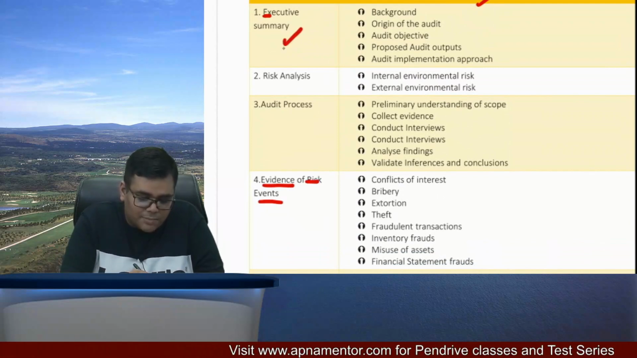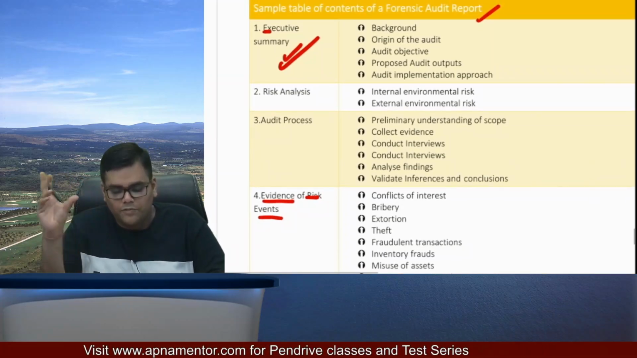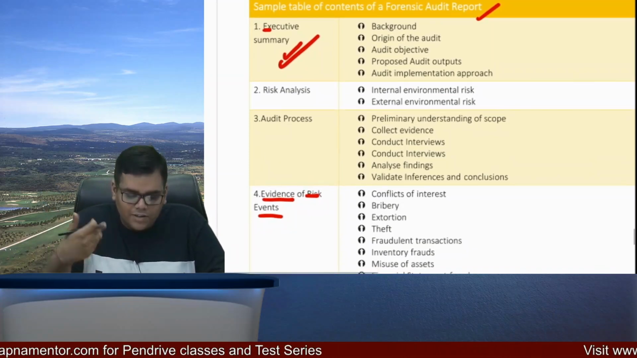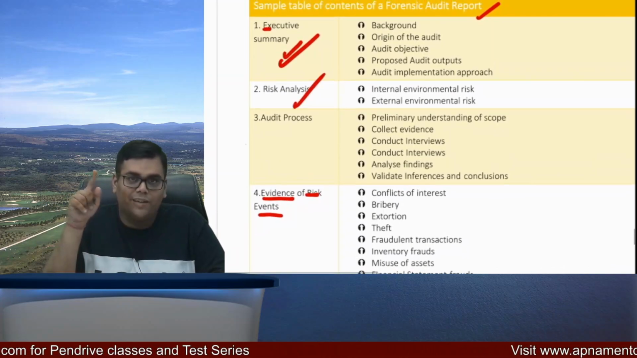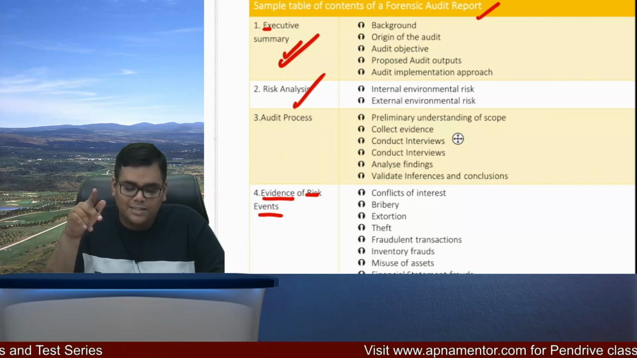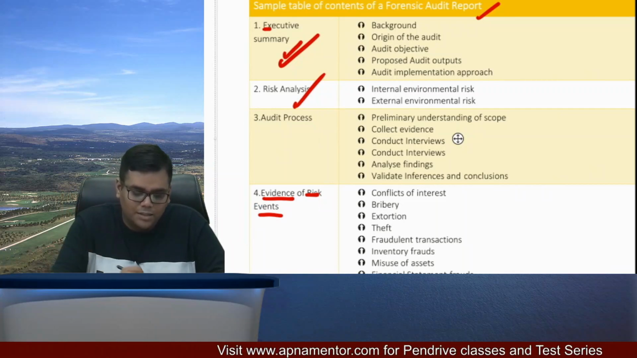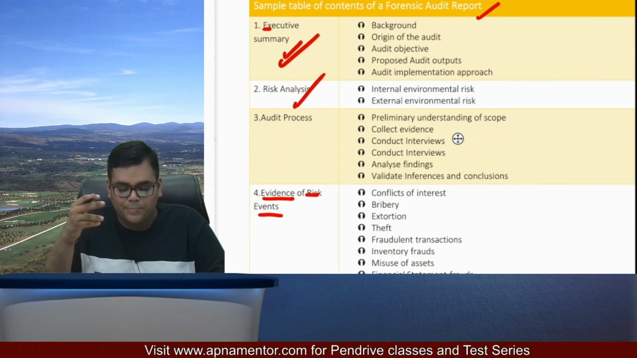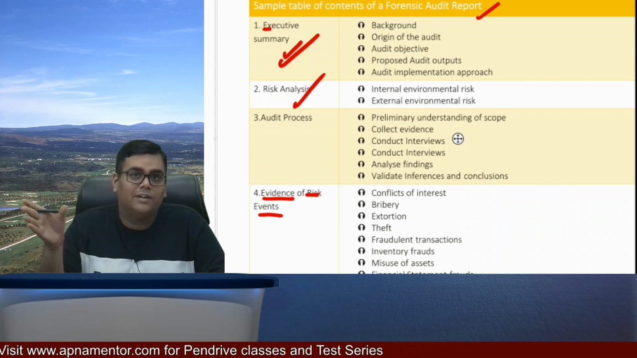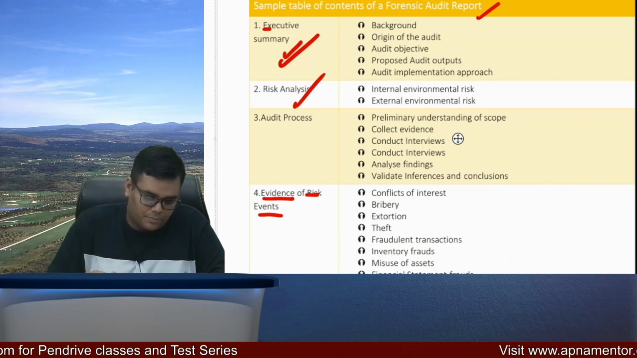One is executive summary. पहले क्या करना है? Executive summary बनाना है. In the executive summary, the background is to be mentioned, the origin of the audit is to be mentioned, the objective of the audit, the scope of the audit, the pre-implementation approach, everything is to be given. Then, as per SA 315, we understand that as the auditor needs to identify the risk assessment that is done, the risk analysis that the forensic auditor has done, the internal environmental risk, the external environmental risk, so that is to be reported. Then the audit process, that is preliminary investigation, collecting evidences, asking the questions from different people, conducting interviews, conducting the research, obtaining evidences, all that will come.